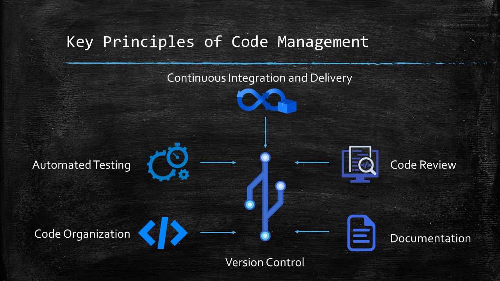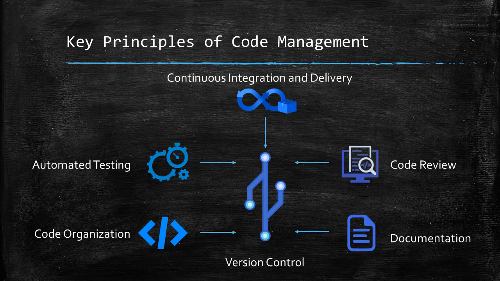Automated testing is crucial for ensuring the reliability and quality of code. Developers should write unit tests, integration tests, and end-to-end tests, and automate them as much as possible to catch errors early in the development process. We will be covering automated testing in detail when we discuss the test stage of the DevOps life cycle.